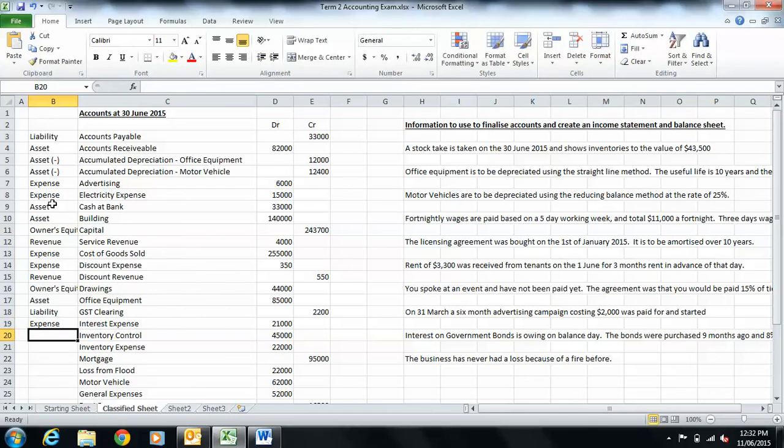Your inventory control account, which is your consolidated inventory account. All your inventory is put together. That's an asset account. That's the stuff that you can sell. Inventory expense, not surprisingly, is expense account. The mortgage, that's the loan on the building. So that's going to be a non-current liability.